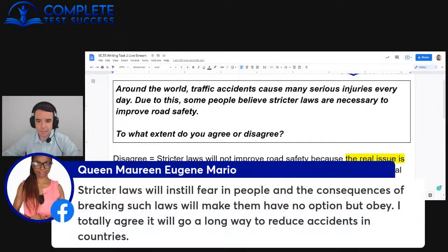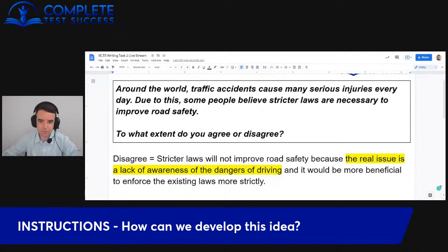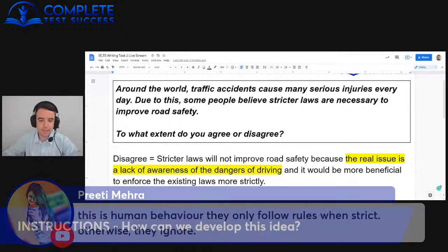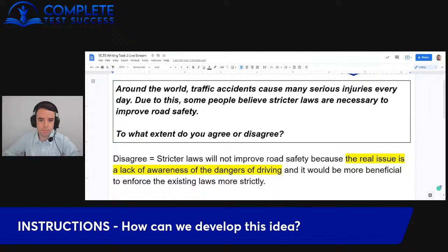It's still the same idea we had from before, that fear will work. So you've basically just written that idea in two ways. You haven't thought up a second idea. You've just repeated the same first idea in different words, and that's not appropriate either. "This is human behavior. They only follow rules when they're strict, otherwise they ignore them." Yeah, that works.